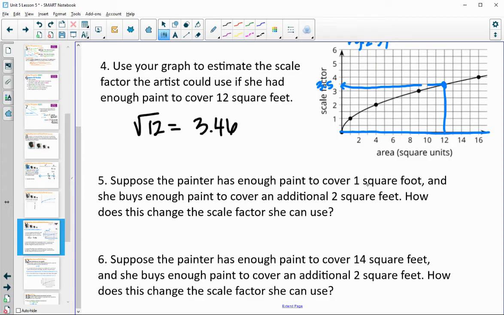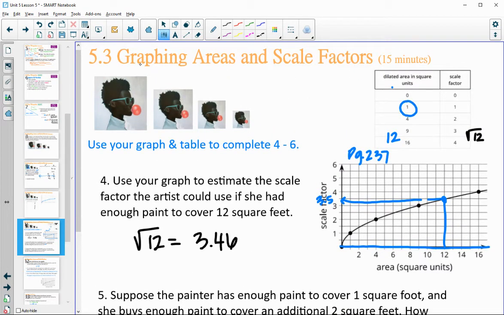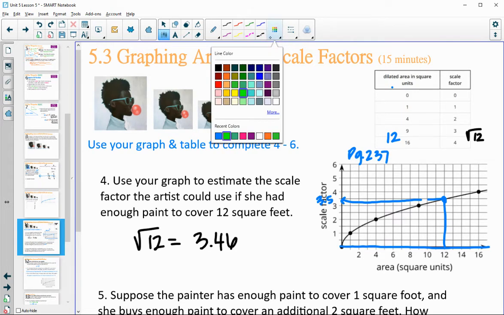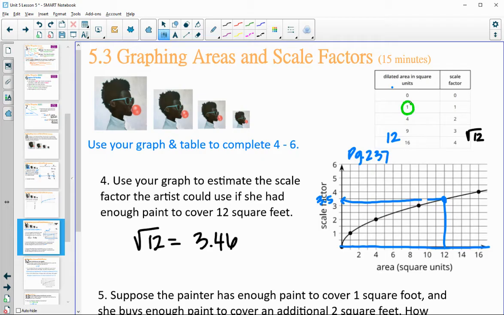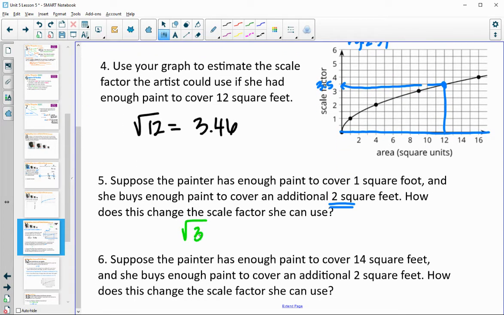So suppose the painter has enough to cover 1 square foot and she buys enough paint to cover an additional 2 square feet. How much does this change the scale factor that she can use? Currently she has enough paint for one scale factor, or for 1 square foot, and now she adds an additional 2. That means she's got enough for 3 for the area. We do that first before going over to the scale factor. So now she has enough to cover 3 square feet in area. Then we could take the square root of 3 to get 1.7 for the scale factor.